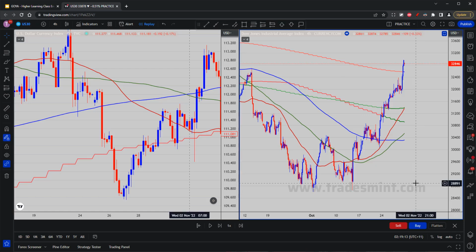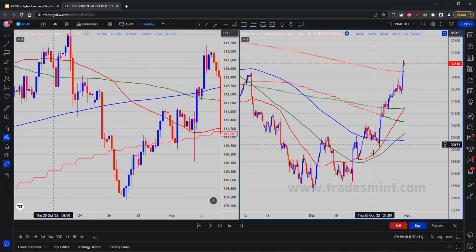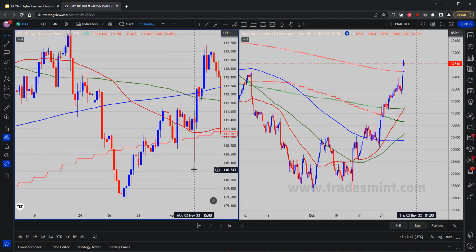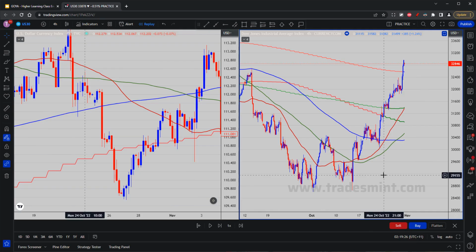Okay, let's jump on the chart and do a quick example for US 30. So on my right here, I have my chart of the Dow Jones, and on the left, I have my DXY as a reference to look at the movements, the correlation between the movements.